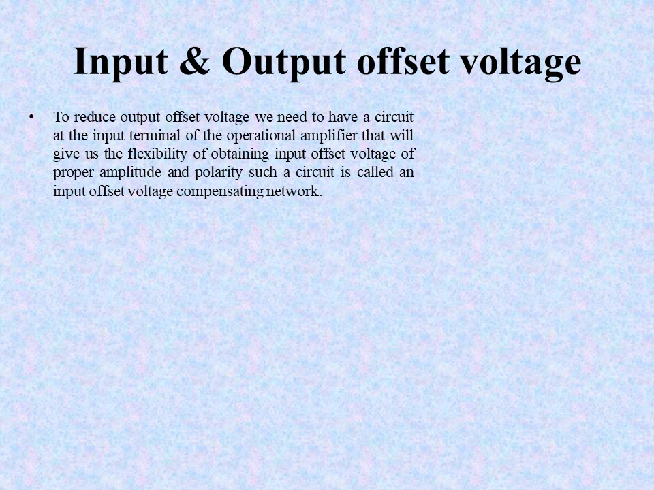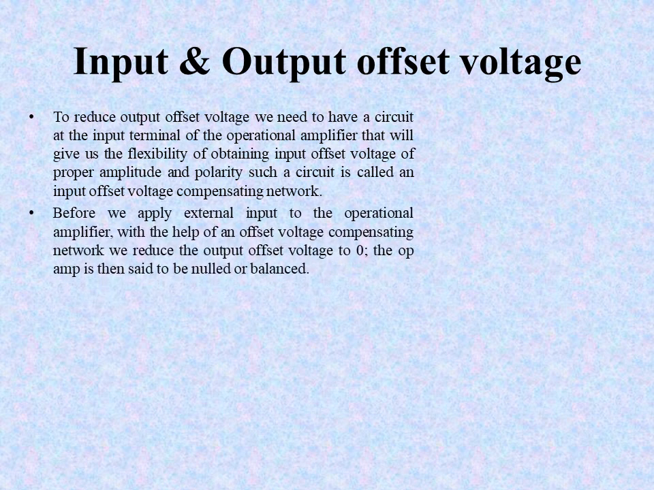In other words, or simpler words, we can say that the external circuitry that we apply at the input terminal should be flexible or adjustable, so that we can change it according to our needs. It should not be fixed. Before we apply external input to the operational amplifier, with the help of the offset voltage compensating network, we reduce the output offset voltage to 0.